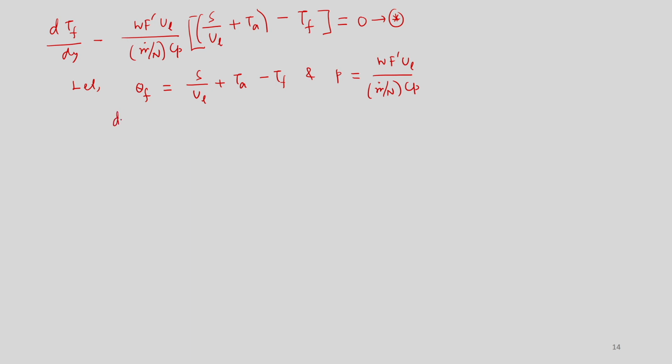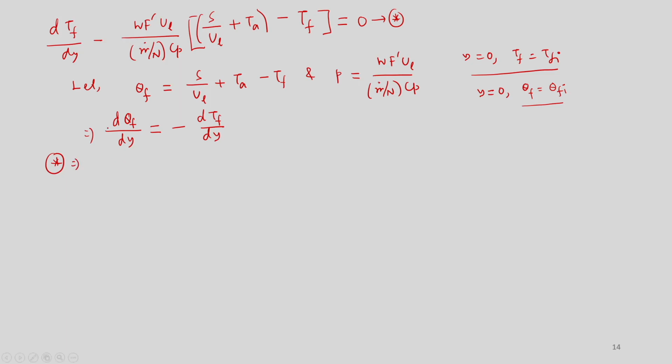Now, if I differentiate it, d theta f by dy, then what we will have? These are constants. So, this will be minus dTf by dy, right. So, if we use the expression star here, I have not yet mentioned the boundary conditions, we will use it. So, the boundary condition was, when y is equal to 0, then Tf is equal to Tfi, which is obvious. So, if we modify this boundary condition, if y is equal to 0, then we have theta f will be theta fi, okay.